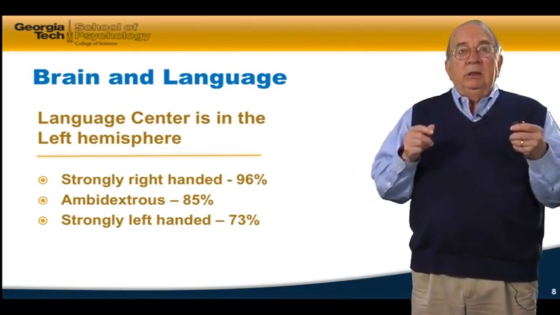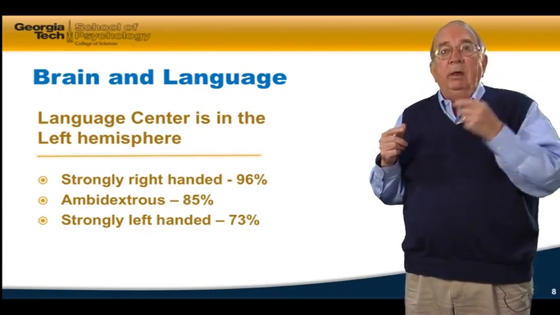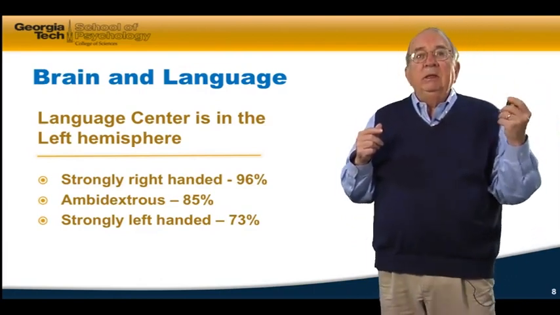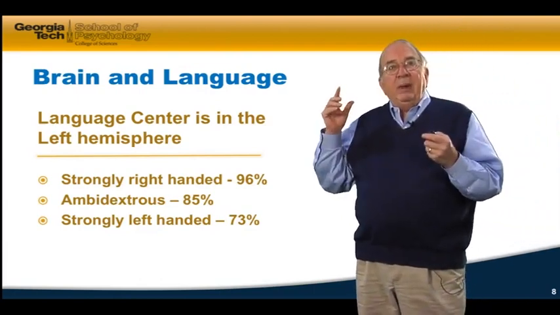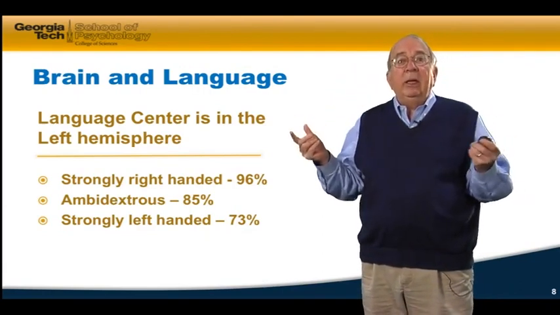So it's not a bilateral kind of thing. Language is located in one hemisphere or the other, and for most people, it's in the left hemisphere. There are some spatial abilities that are located in the right hemisphere, so these are asymmetrical.